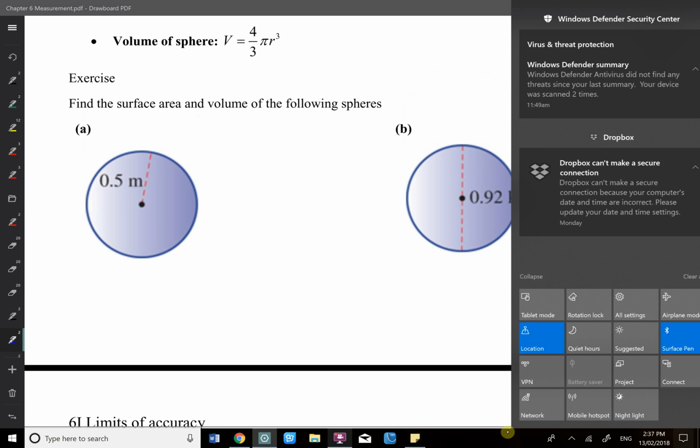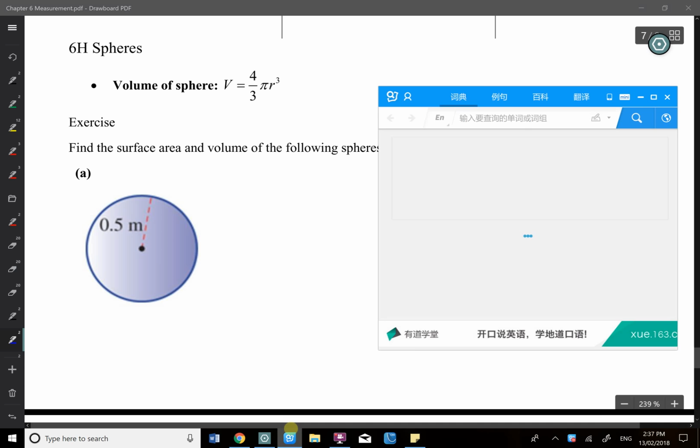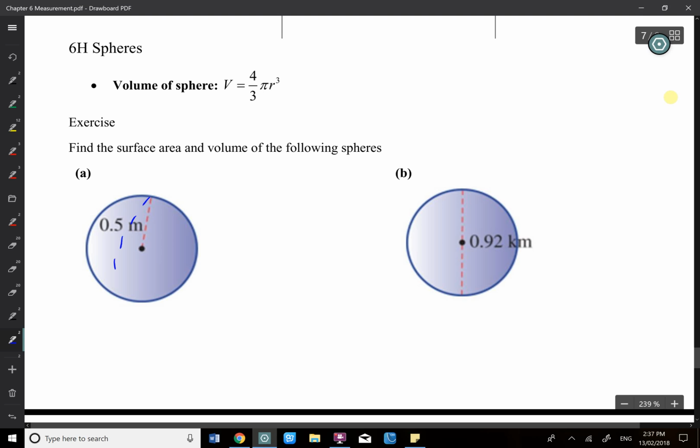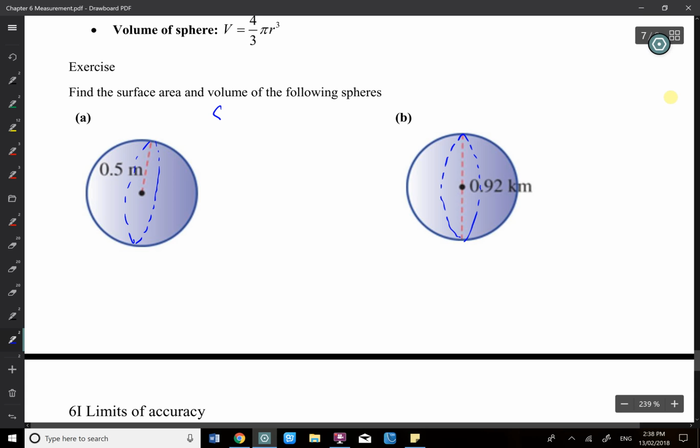And the last special one will be the sphere. So if you can see in that way, I can't draw. Okay, so it's a sphere like this. It's not a circle, so you have the radius and diameter. This one is asking you to find the surface area and the volume. So the surface area is 4 pi r squared, and the volume is 4 on 3 pi r cubed. So you just use the formula to find them.